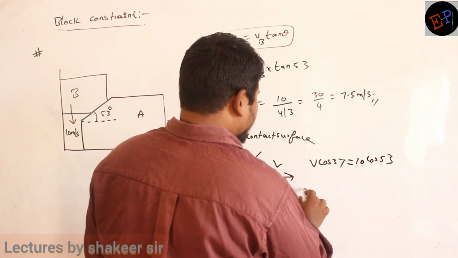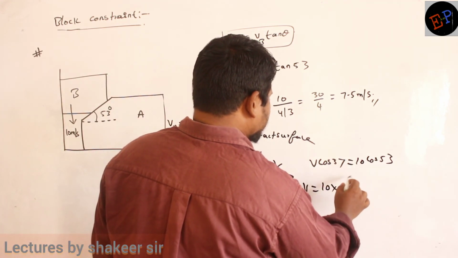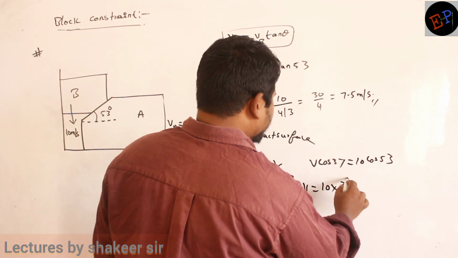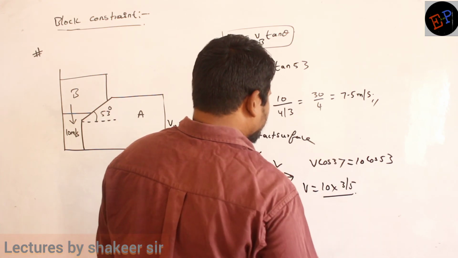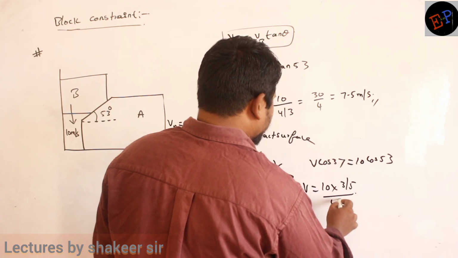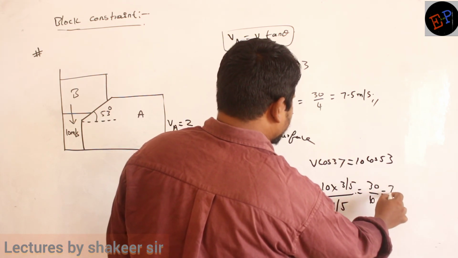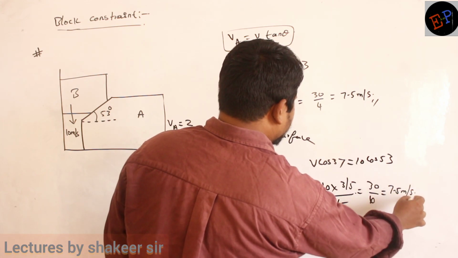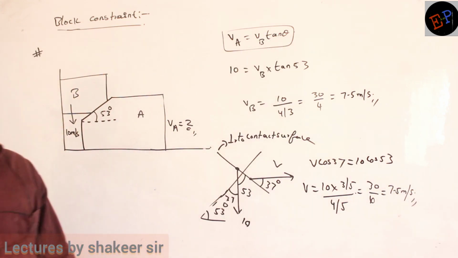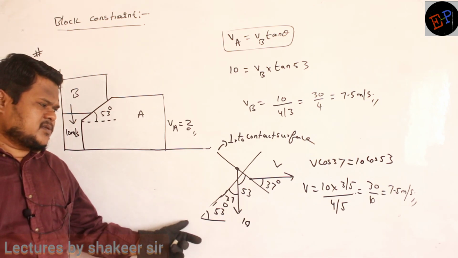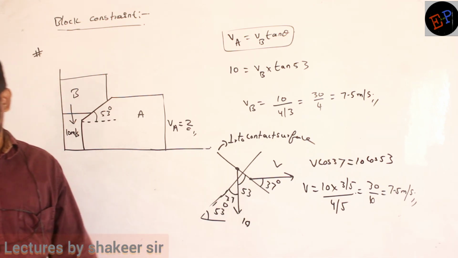So therefore, V is equal to 10 multiplied by cos 53 value, which is 3 by 5, divided by cos 37 value, which is 4 by 5. So 30 by 4. Again, it is 7.5 meter per second. That is how I can do the calculation. Are you able to understand? Just within 20 to 30 seconds you can do the calculation.